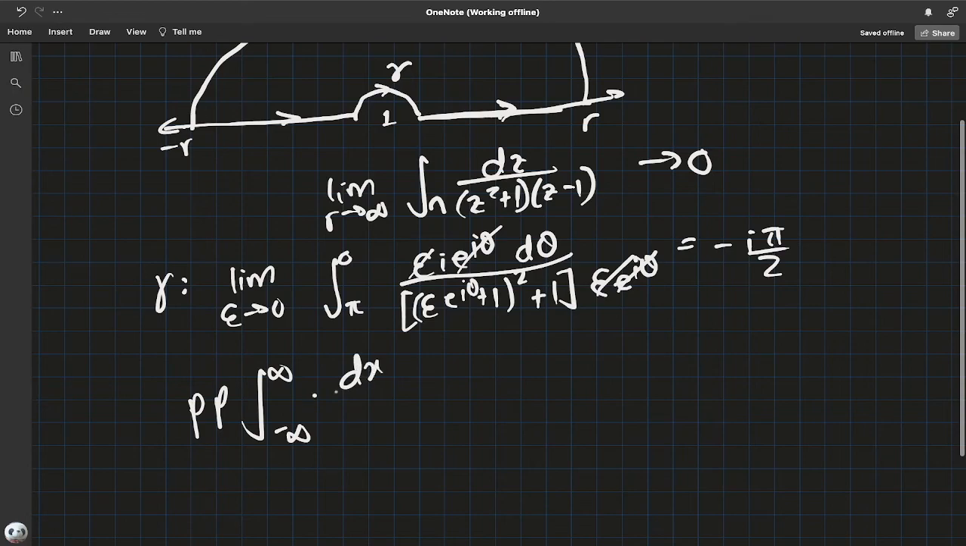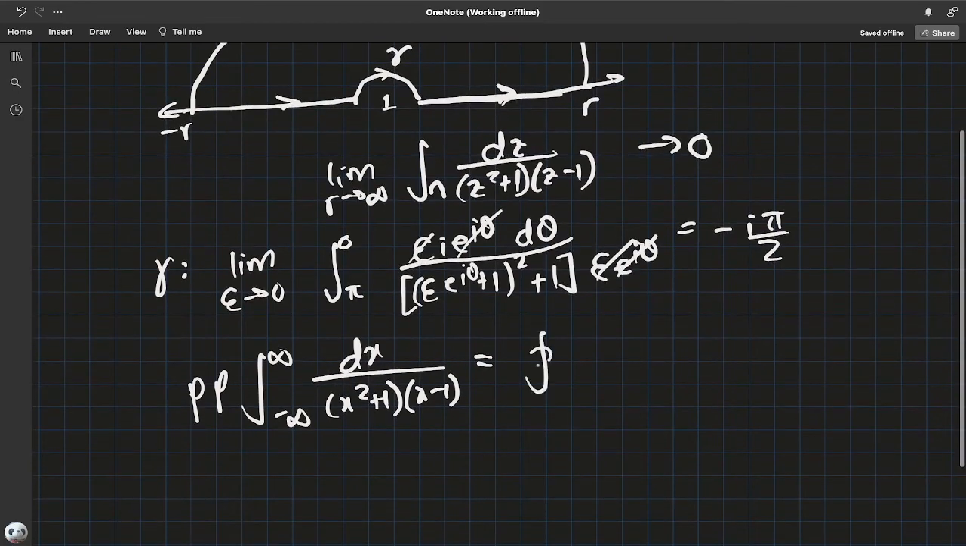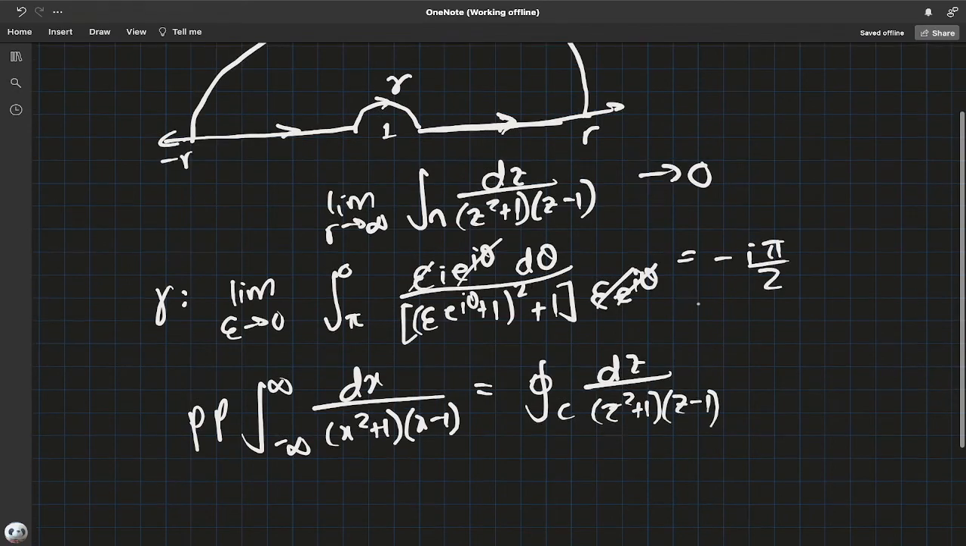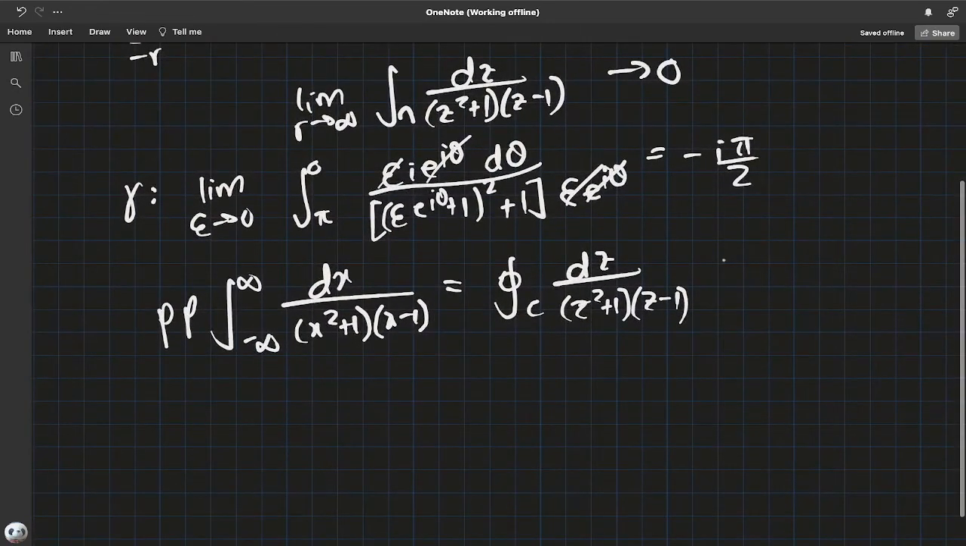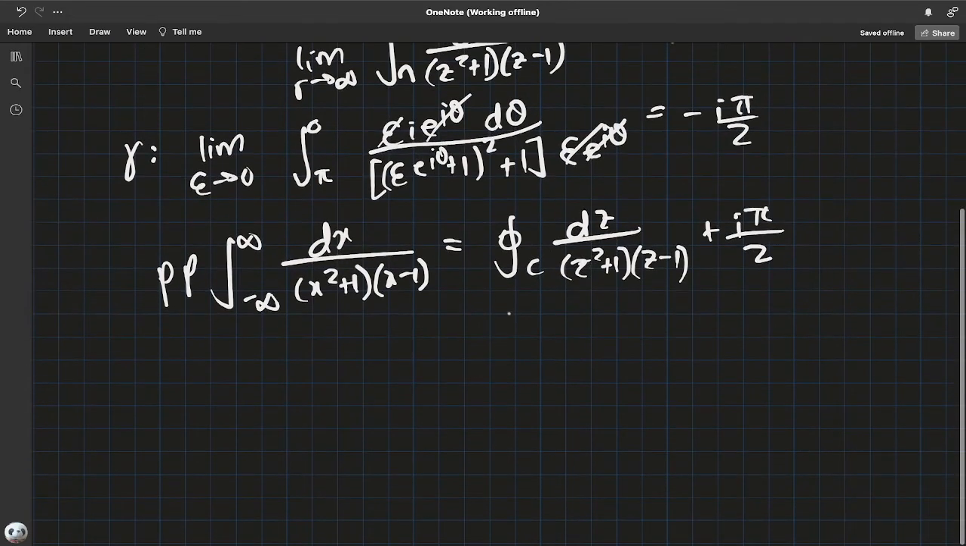You plug that into the formula because this guy is just going to be the contour integral minus these individual contributions. So the contribution from the top arc was 0, so just forget that, minus the contribution from gamma, so minus of this is going to be plus i times pi over 2.